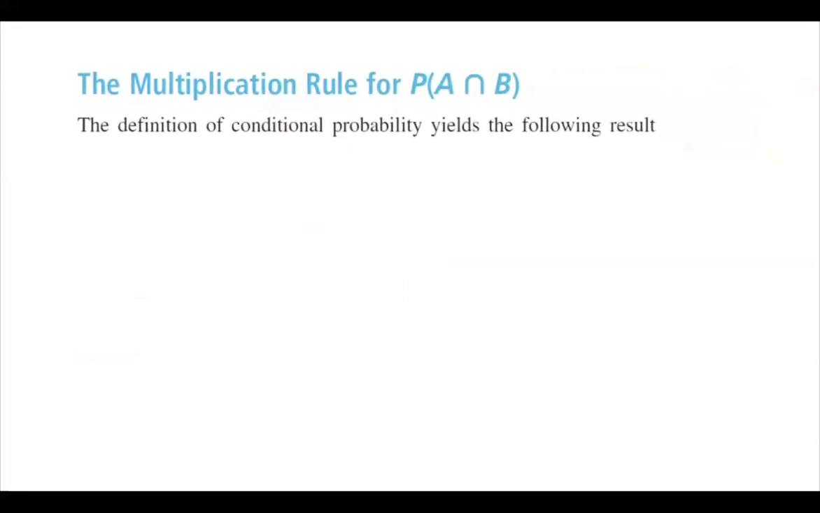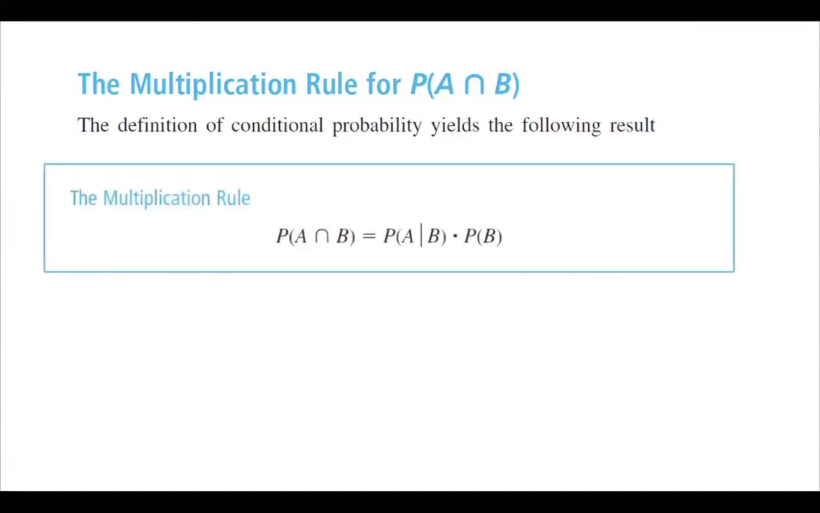The multiplication rule for the probability of A intersection B. The definition of conditional probability gives us the following result. Remember that if you have the probability of A given B, this is defined as the probability of A intersection B divided by the probability of B. So if you multiply both sides by probability of B, you end up with the probability of A intersection B equals the conditional probability of A given B times the probability of B. This is the multiplication rule for the intersection.